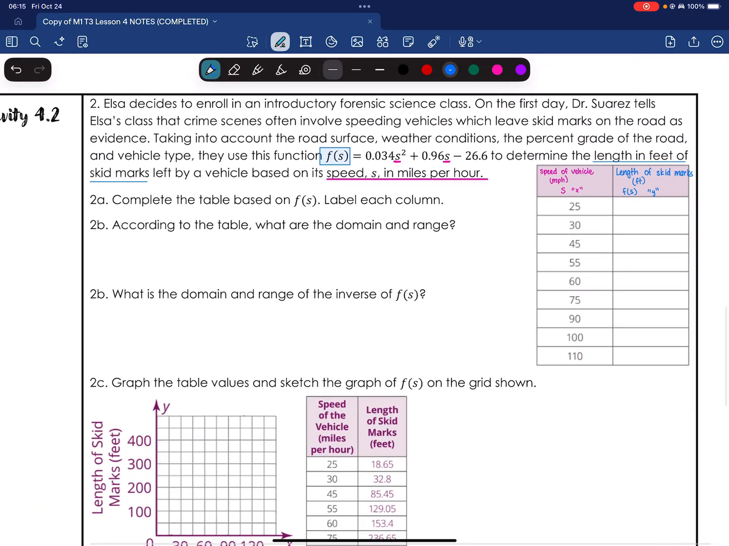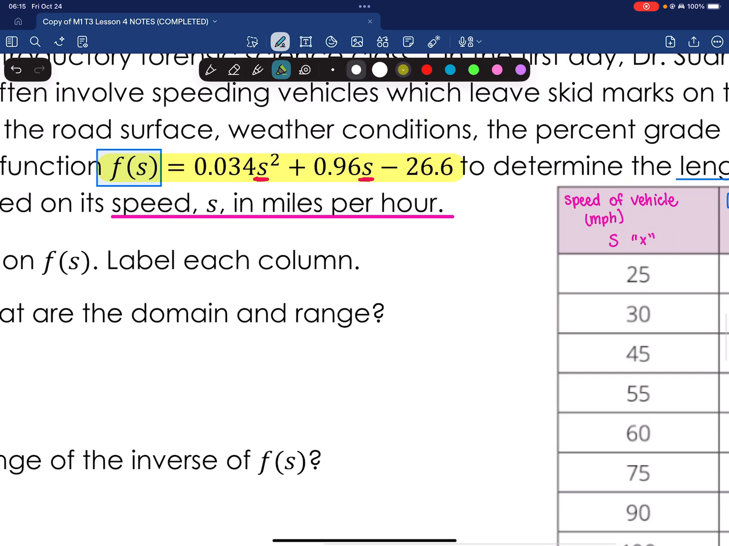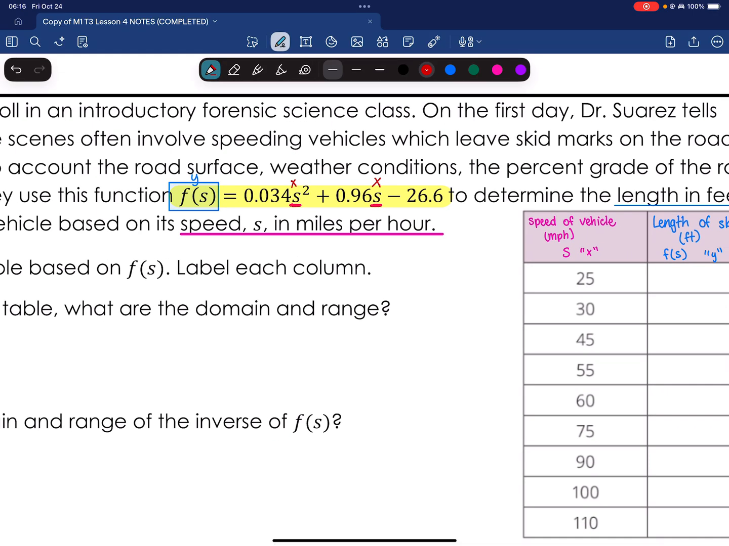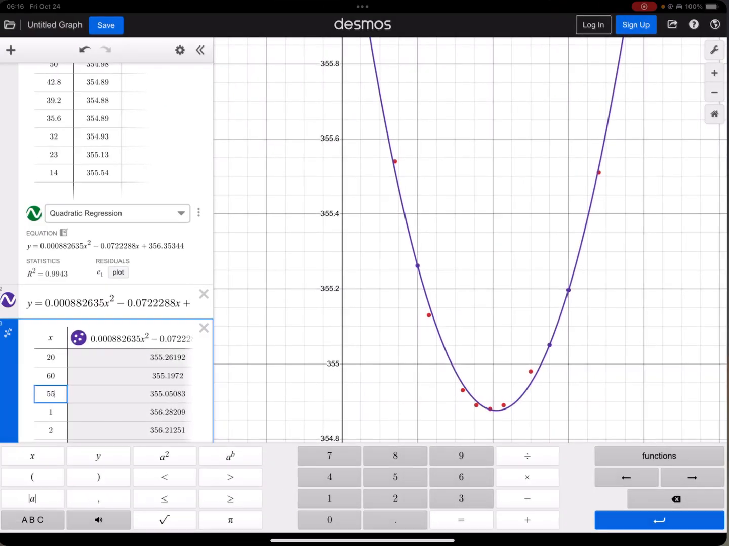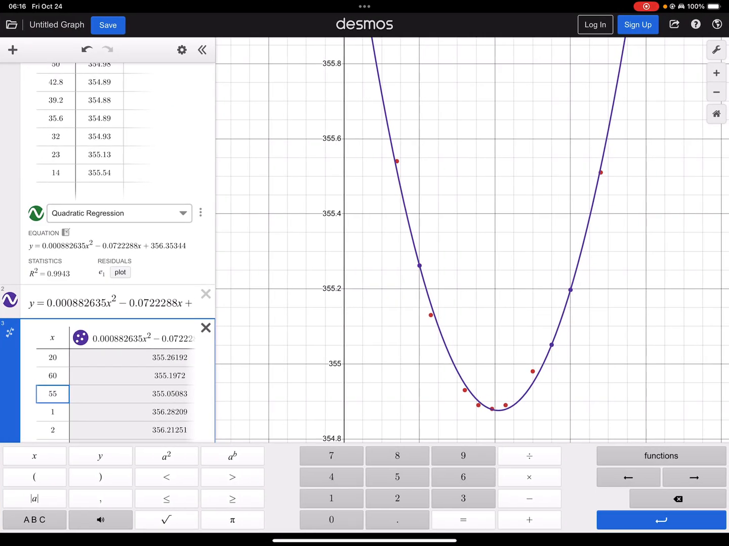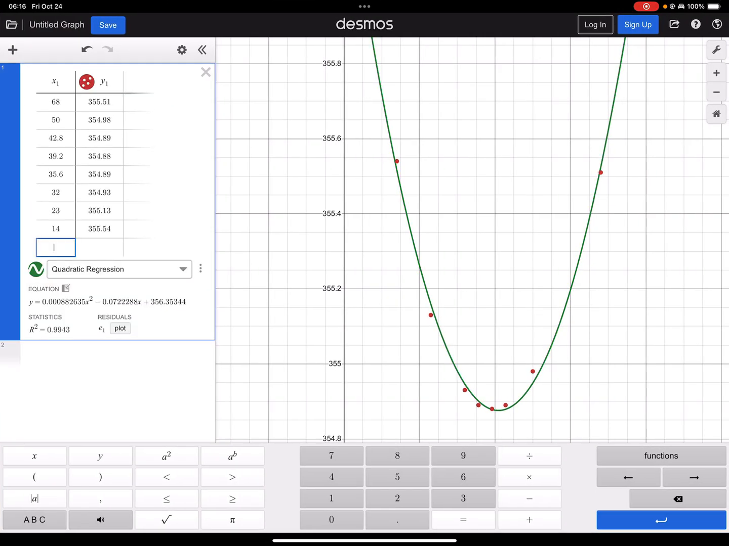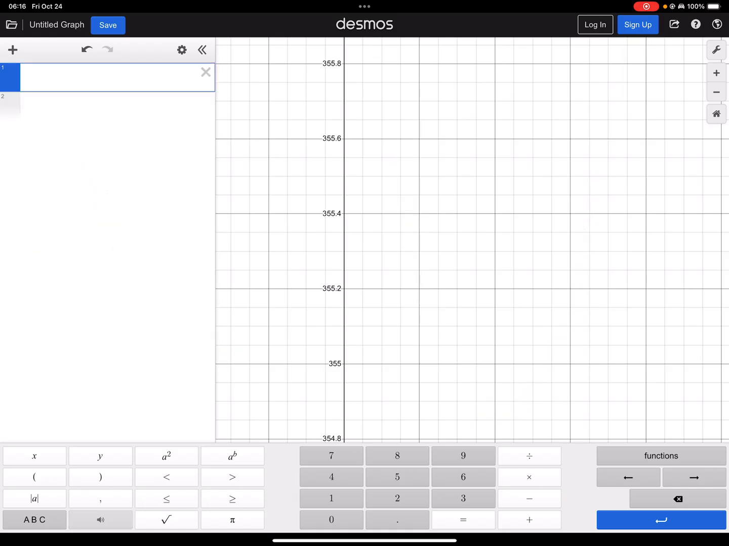Okay? So we were given an equation, so what we're going to do is go over to Desmos and type in this equation. But when I type it in, I am going to replace f of s with y and all of the s's with x's just to make it a little bit easier to type in. You can type it in with f of s and s. Again, it's just easier to use x and y. So when we go over to Desmos, we're going to hit the X to clear all of these out. And then we're going to type in our equation.